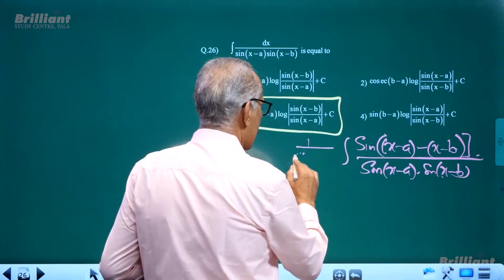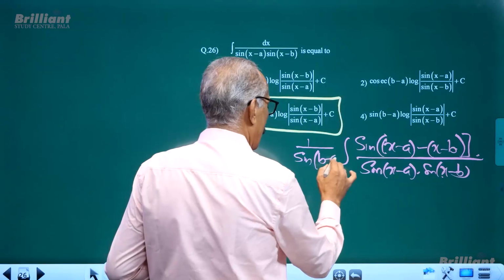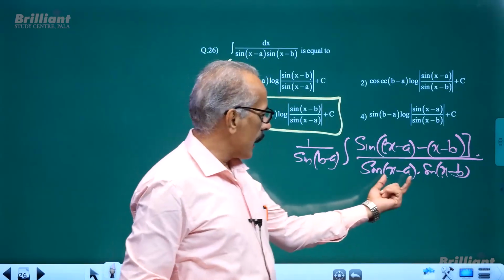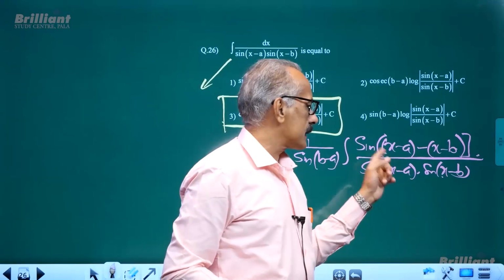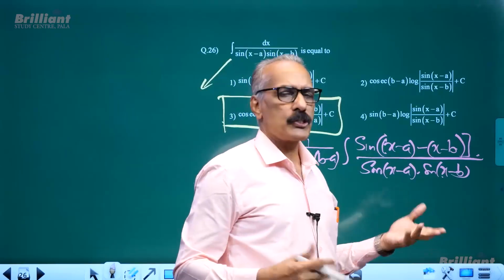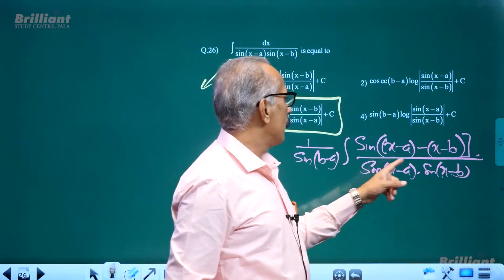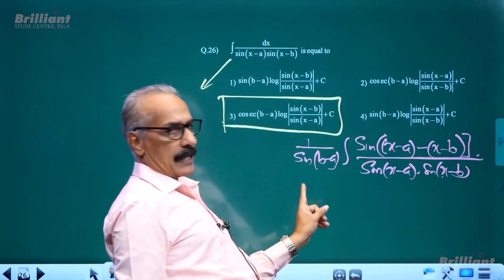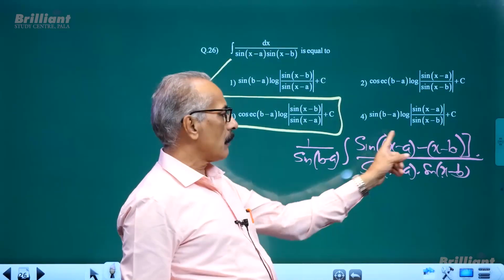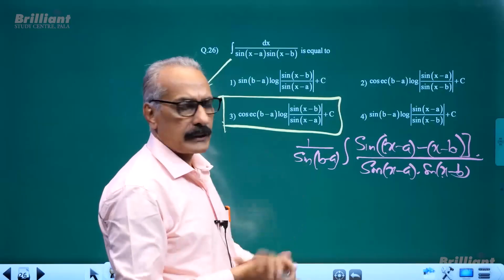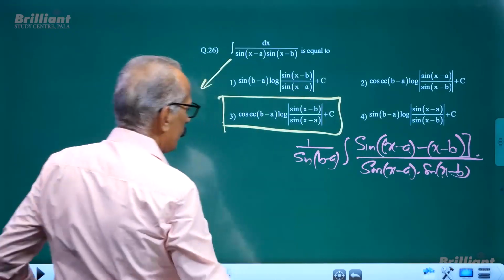That is 1 by sine of b minus a. Look at this adjustment. This angle minus this angle: x and x cancel, so a and b are there, which is constant. Minus a plus b means b minus a. Sine of b minus a was not in the question, so I cancel it because it's a constant. A constant I can multiply inside as well as outside. That's it. Now you split it.